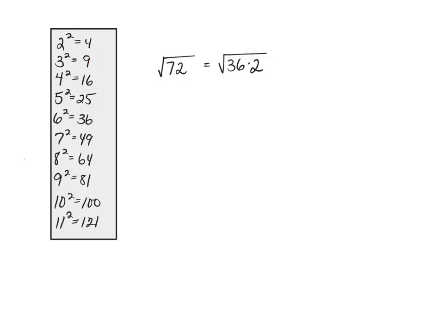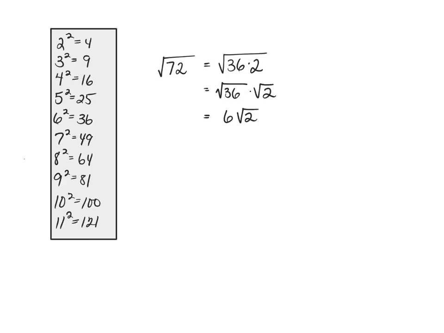I know 9 does, I know 4 does. I want the largest perfect square that divides 72. And now I can use the fact that I can write this as the square root of 36 times the square root of 2. And I know what the square root of 36 is. Here's my list. The square root of 36 is going to be 6 because 6 squared is 36. So 6 times the square root of 2. And I have, in fact, simplified this radical.